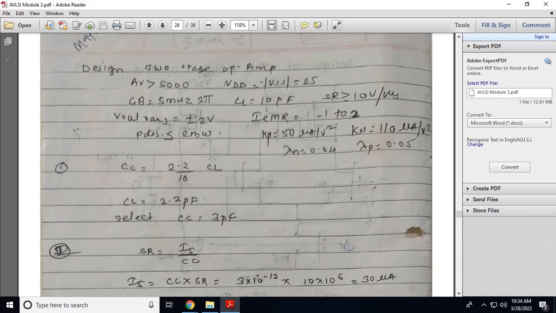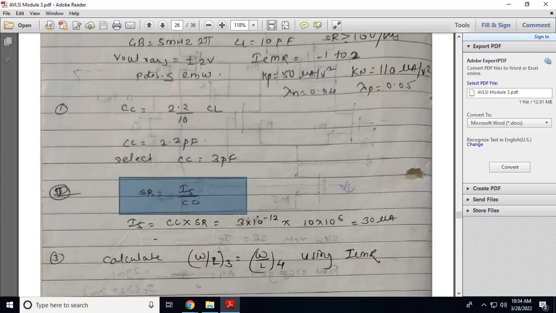So Cl is 10 picofarad. We can put here 10 picofarad. So Cc is 2.2 picofarad. I am going to select Cc as 3 picofarad. It is your choice. You can go with the same value, that is 2.2 picofarad. You have to select the standard values of capacitors and resistors.